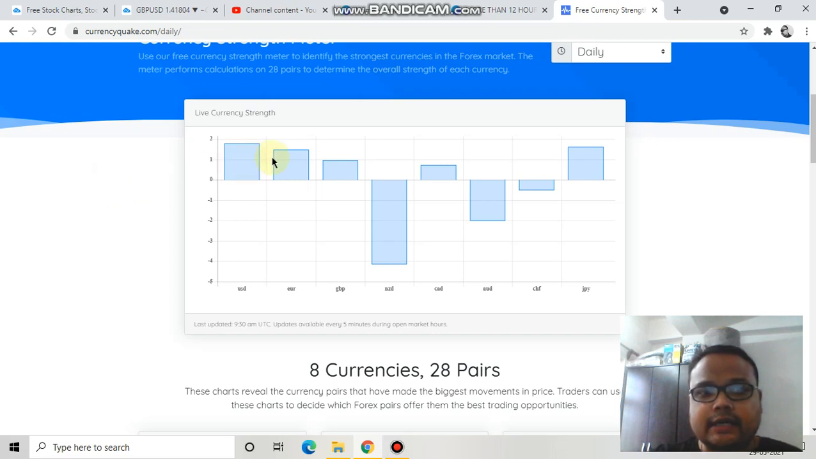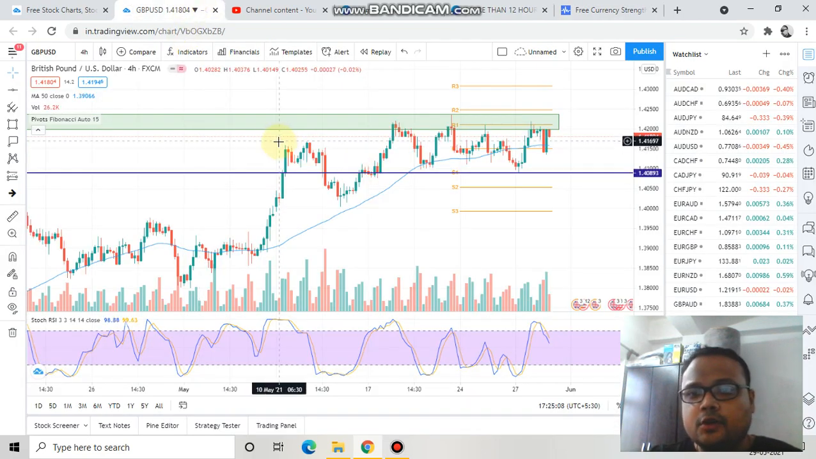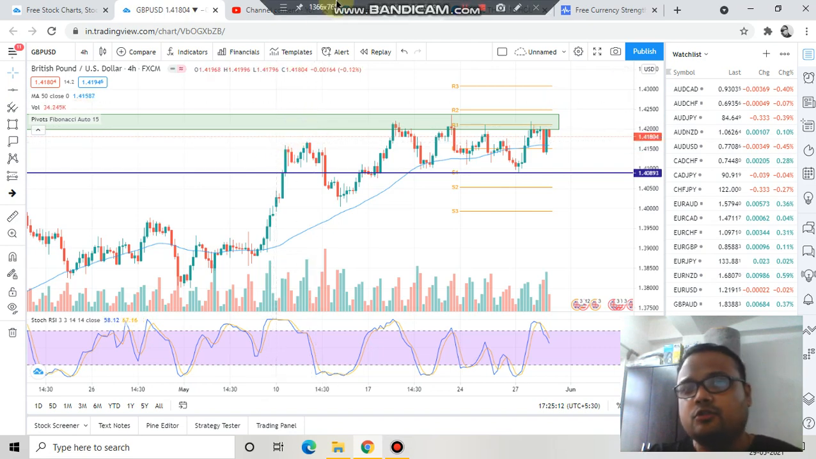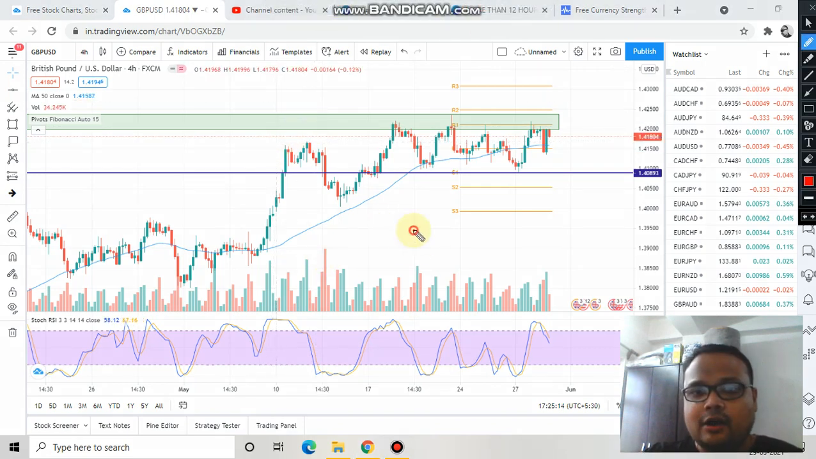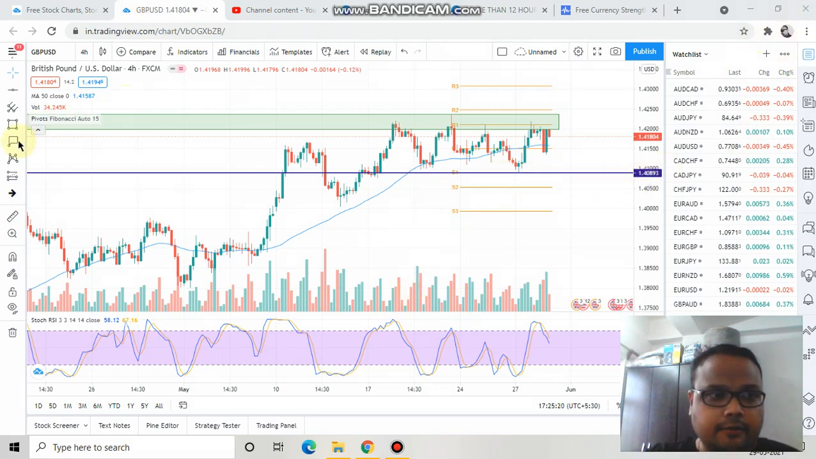we can see that GBP USD is positive and USD is also positive. Overall GBP is positive, therefore we should look for buying opportunities only. Our first duty is to look for buying opportunities. So our first buying opportunity is this level, 1.4089 level.